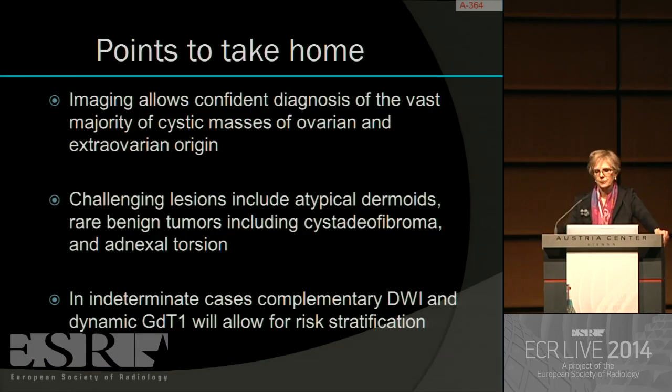So I come to the end. Imaging allows confident diagnosis of the vast majority of cystic masses of ovarian and extraovarian origin. Challenging lesions include atypical dermoids, rare benign tumors, including cyst adenofibromas and adnexal torsion. And in intermediate cases, complementary diffusion-weighted imaging and dynamic gadolinium T1 imaging will allow for risk stratification.